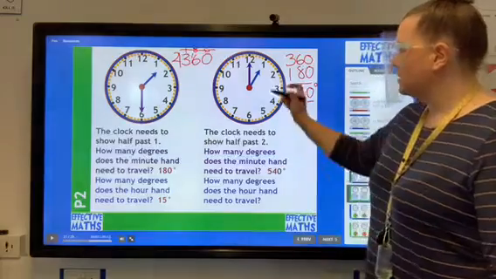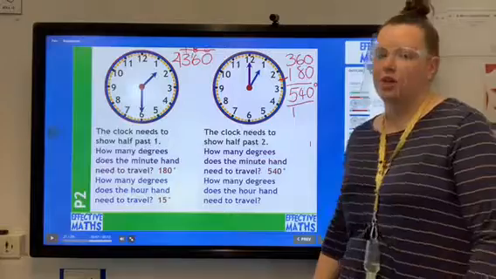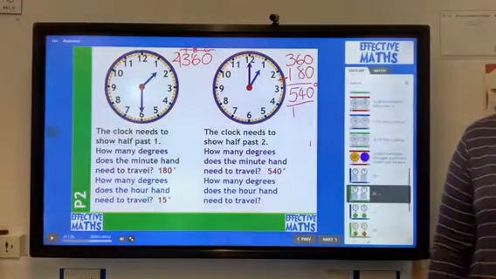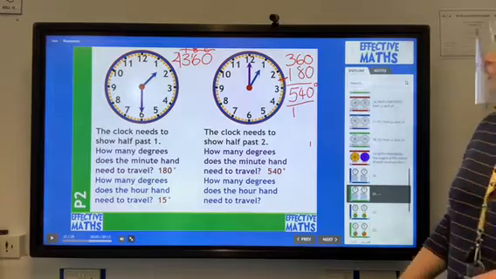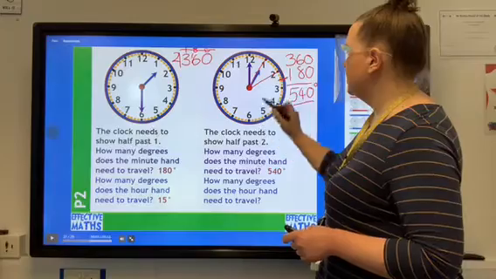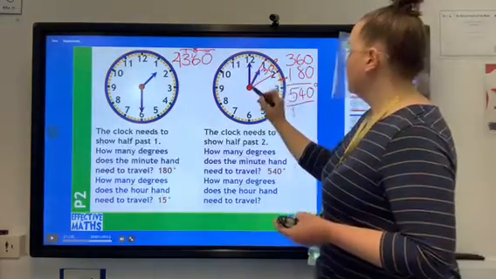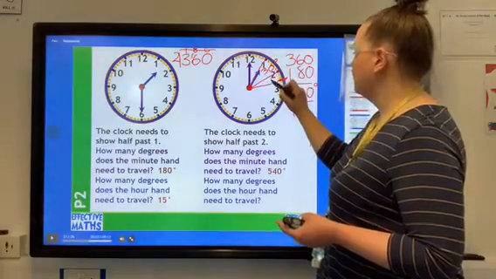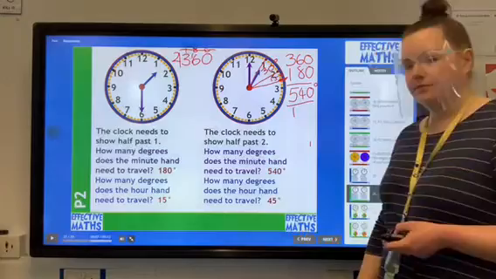Now, how many degrees does the hour hand need to travel? So the hour hand is going from 1 to halfway between 2 and 3. 45 degrees, because this part is 30. We already know that, we worked that out before. So this part is halfway, which is 15, and 30 add 15 is 45. Okay?